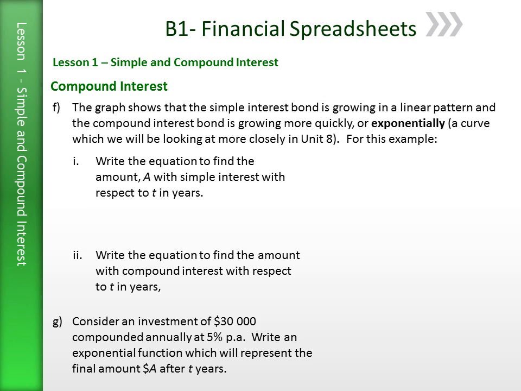The graph shows the simple interest bond is growing in a linear pattern and the compound interest bond is growing more quickly, or exponentially, a curve which we will be looking at more closely in Unit 8.